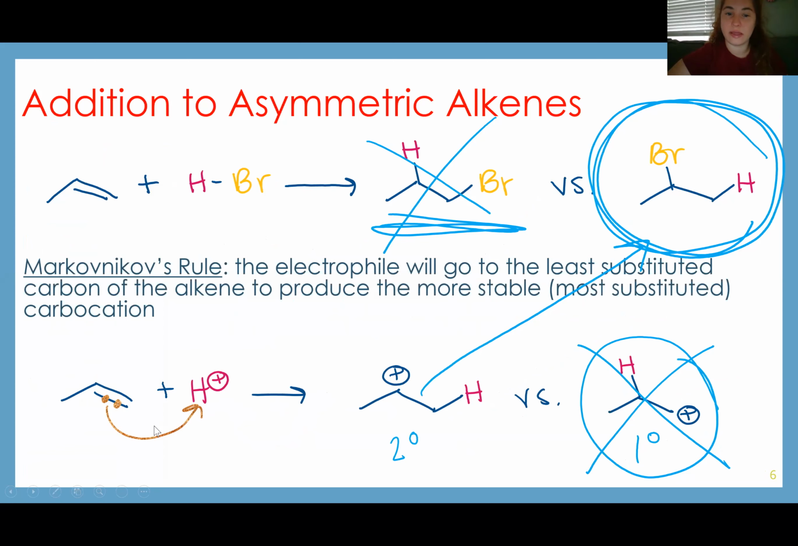And we discussed why this is, which is that when you use the pi electrons to attack the electrophile, you create a carbocation. And the more stable carbocation is more likely to form, and therefore the one that's going to lead to the product. So in order to get to the more stable carbocation, you have to put your electrophile on the least substituted carbon so that the carbocation ends up forming on the more substituted carbon.